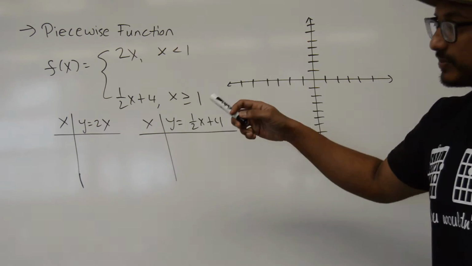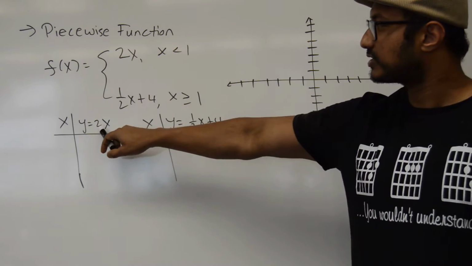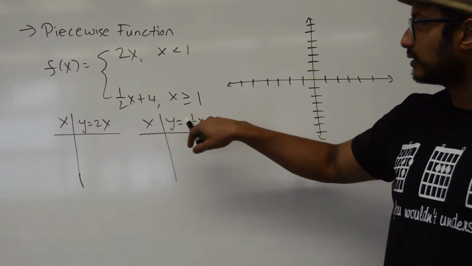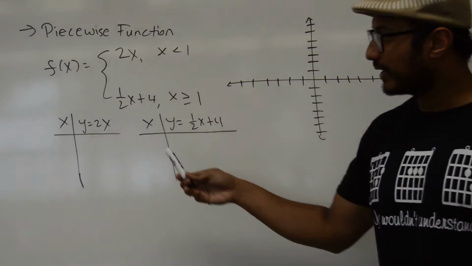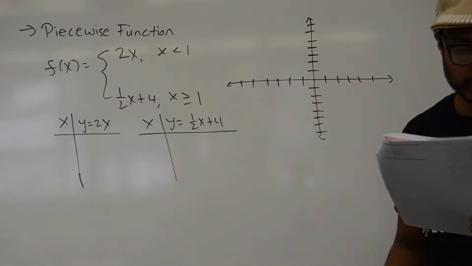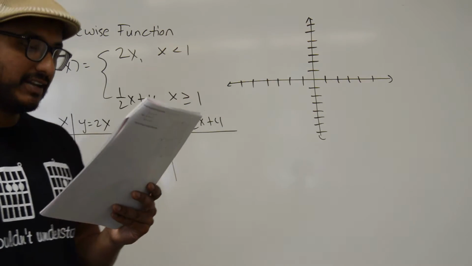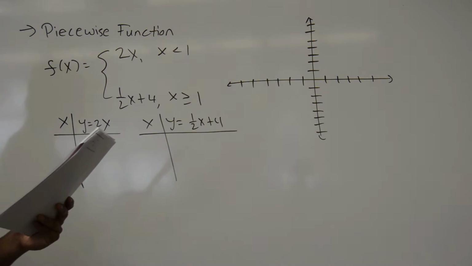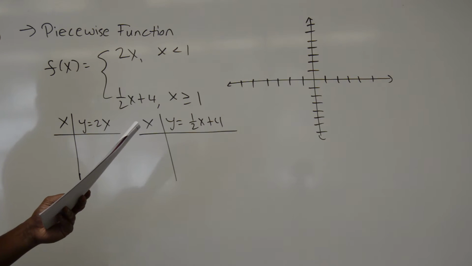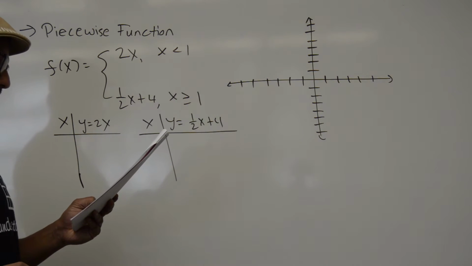Why do I have two tables? Because I have one function is 2x, which is this one, and another one is y equals 1 half x plus 4. So make a table for each function. Okay? If the domain includes a start and ending value, then use both points in your table. And then part 3 is graph by plotting the points.